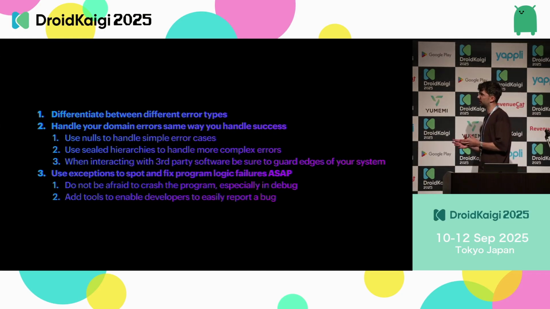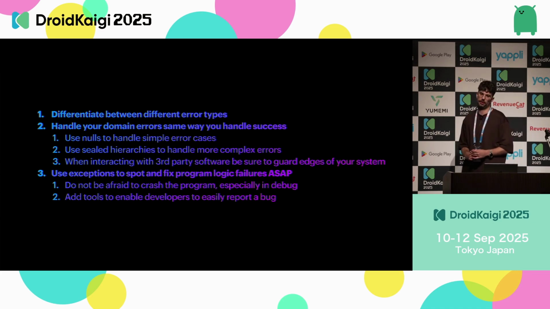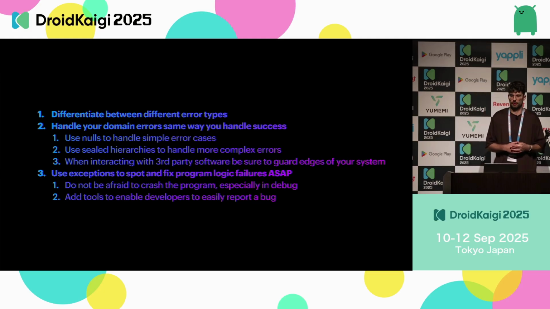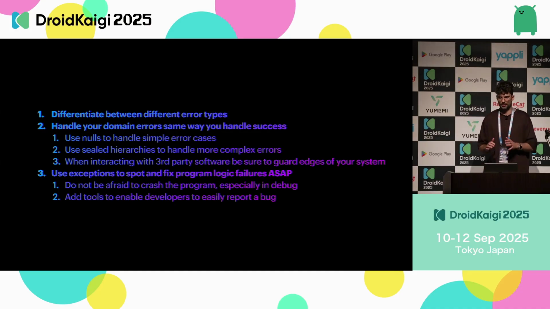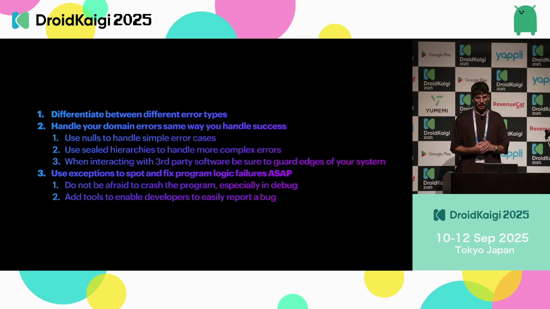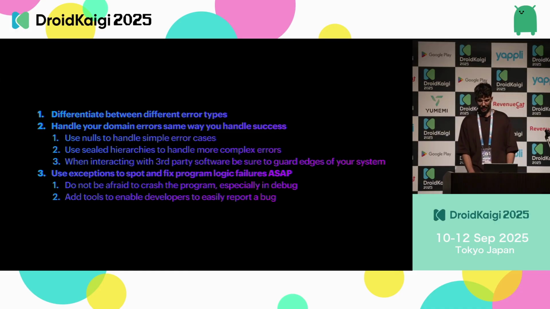For the program logic failures, we should use exceptions to spot and fix the bugs as soon as possible. I would say, don't be afraid to crash the program, especially in debug. In production, it depends on what your application actually does. But in debug, we should always crash the application if there is an unwanted state. And second of all, we can add tools to enable developers to easily report a bug. So that is for the main part.